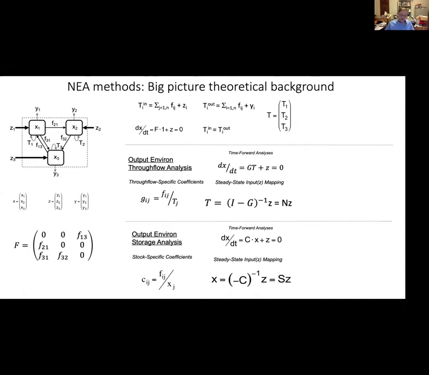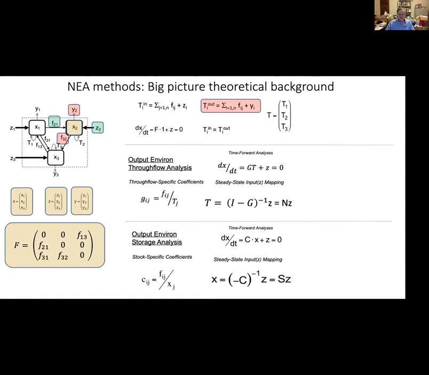So here's the setup that's going to be the basis for pretty much everything we talk about from now on. I call this the big picture theoretical development. Here's the same model, and we're going to focus on compartment 2 again. We've got the rest of the compartments there, the x vector, the z vector, and the y vector: state variables, inputs, and outputs, respectively. We've got the flow matrix, and we've got through flow in and through flow out. I'm repeating this because this is an important concept that we're going to be using in the analysis. And again, we're at steady state, so dx/dt equals 0, and through flow in equals through flow out.